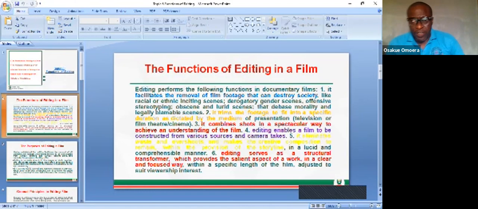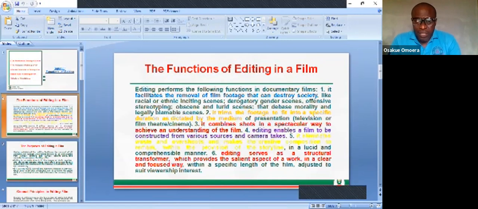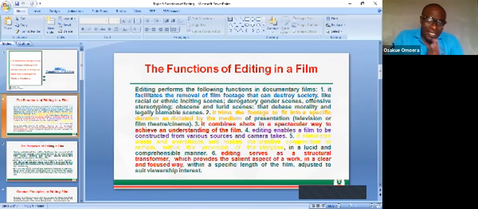The third we've isolated here is that editing combines shots in a spectacular way to achieve an understanding of the film. With editing, the editor, the director, the filmmaker can put their heads together in the studio and put the shots together that will provide an entertaining picturization that could help the audience to understand the film.